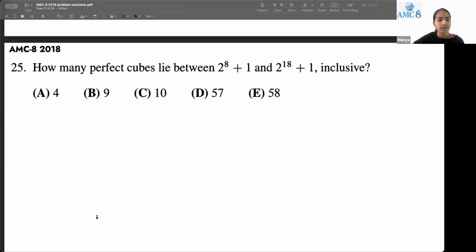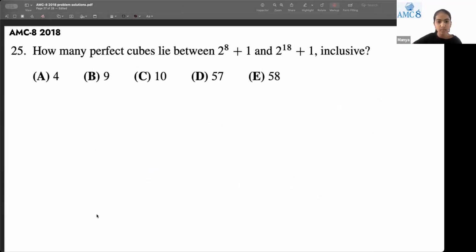So problem number 25. How many perfect cubes lie in between 2 to the power of 8 plus 1 and 2 to the power of 18 plus 1 inclusive? So inclusive means both of the numbers are included as well. So 2 to the power of 8 plus 1. Well, 2 to the power of 8 is equal to 256. So 256 plus 1 is going to be equal to 257.